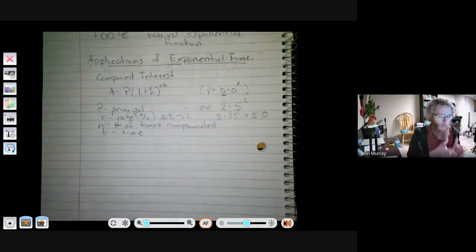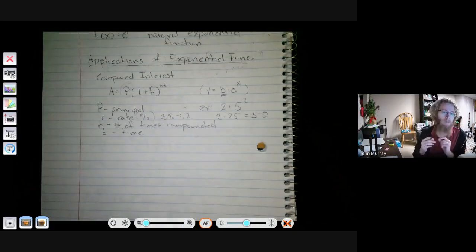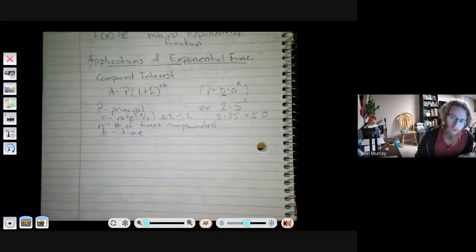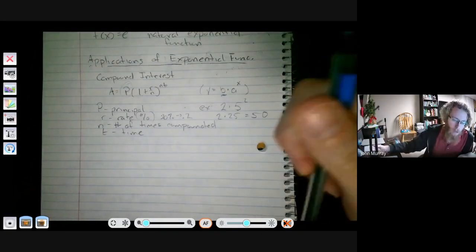So the way it works is, all right, so say again, I'm just picking easy numbers here. I'll borrow $100. Okay. So say it's a 2% interest rate.